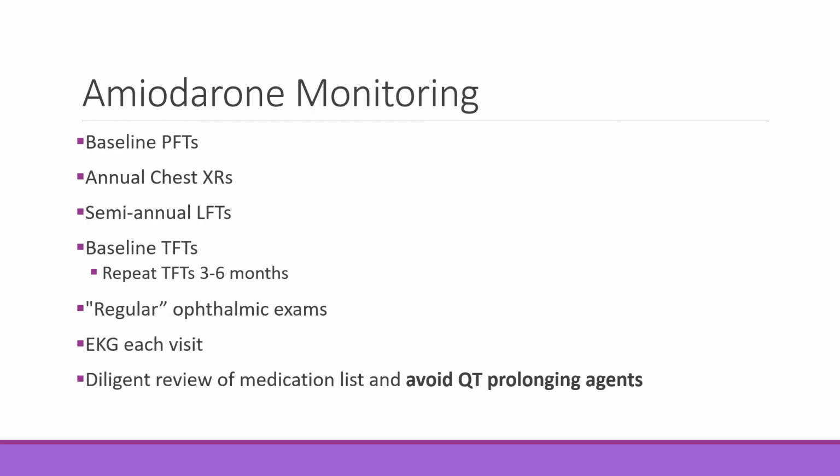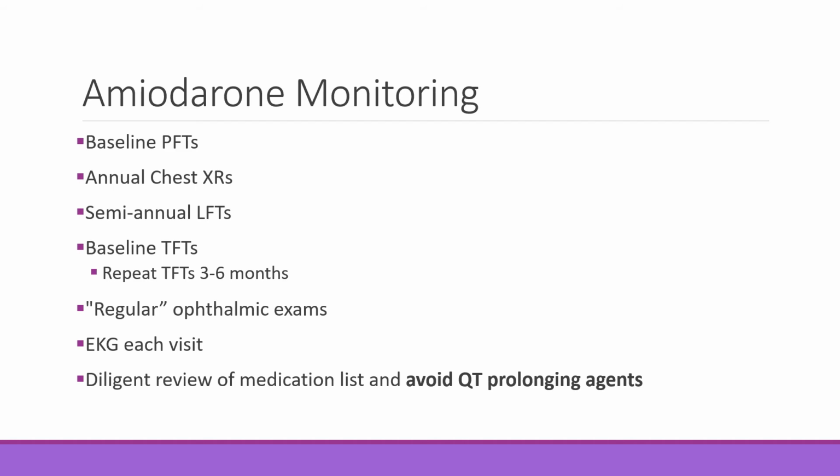Amiodarone monitoring I did want to talk about for just a few minutes because of all the potential side effects that you might see. It's important to look at baseline pulmonary function tests as well as annual chest x-rays because of that pulmonary fibrosis. Evaluate semi-annual liver function tests, as well as baseline and repeat thyroid function tests. The reason for that is that you might see hyperthyroidism earlier in treatment and then hypothyroidism later in treatment as well. Regular ophthalmic exams, as they defined it.